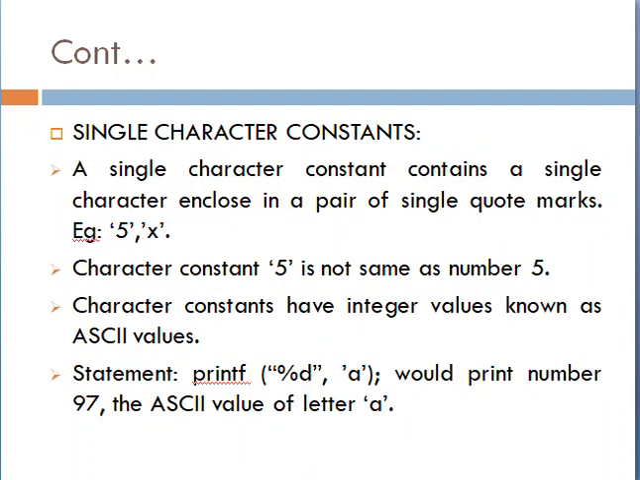Then next, the single character constant. A single character constant contains a single character enclosed in a pair of single quote marks. For example, 5 is written as a constant in single quote marks. X is declared as a single character constant in single quotes. And one more thing: in single quotes, 5 is not the same as the number 5. Both things are different.